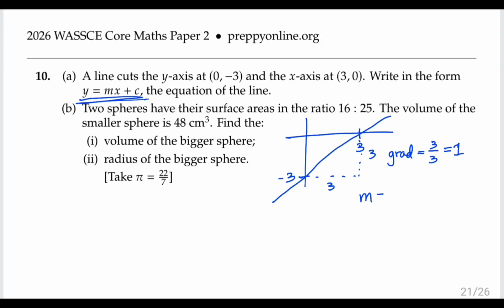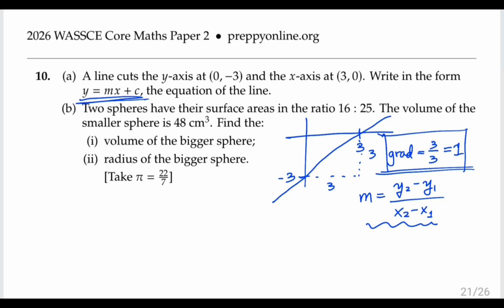Of course, we can use the gradient formula. If you write m for gradient and you say it's y2 minus y1 over x2 minus x1, you can substitute the values of x and y into it to be sure that the gradient is indeed 1. But this picture should convince you that the gradient of the line is 1 because the x-intercept is 3, y-intercept is minus 3. And if you draw this triangle, which represents the gradient, the length of this side will be 3. The length of this side will be 3. So the ratio is 1.